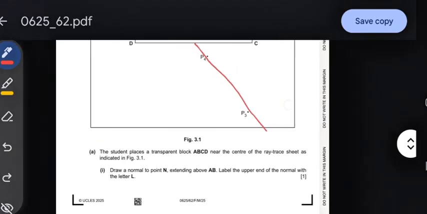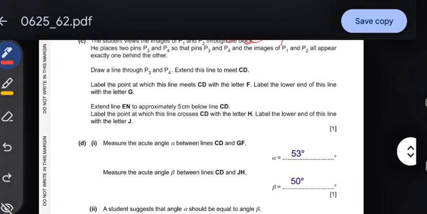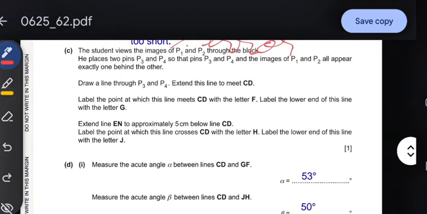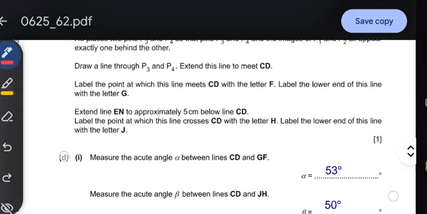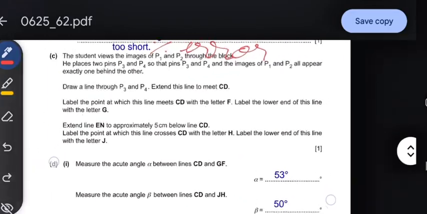I can't draw it exactly over here, but make sure you draw it straight and thin and sharp with a sharp pencil, of course. You can sharpen your pencil again and again during the exam, all right? Of course, don't waste too much time, but make sure it's sharp. Carry 2 or 3 sharp pencils, so that when one goes blunt, you can just take out the other one. So we have drawn this line, extend this line to meet CD.